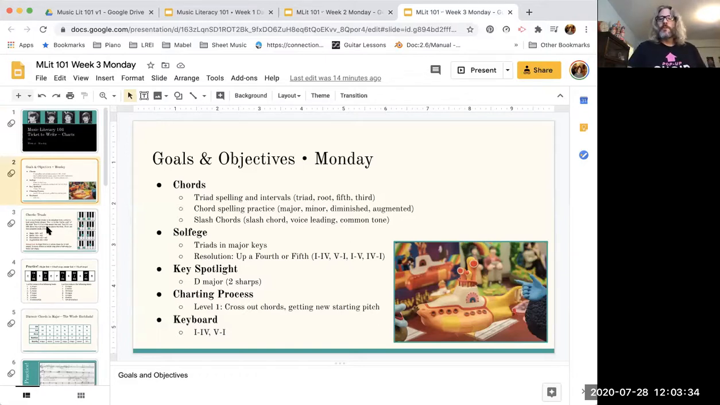We're knowing what notes are in each kind of chord and how to spell the chord based on the chord's quality. We're practicing that in solfege just so that we can get it in our ear, and continuing with our key spotlights. And we're starting on the charting process. So taking these Beatles songs and moving them into other keys. And also starting to look at some common chord progressions on the keyboard.